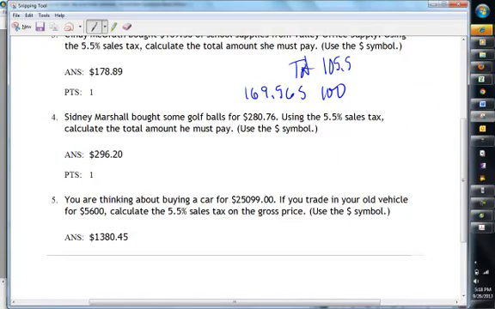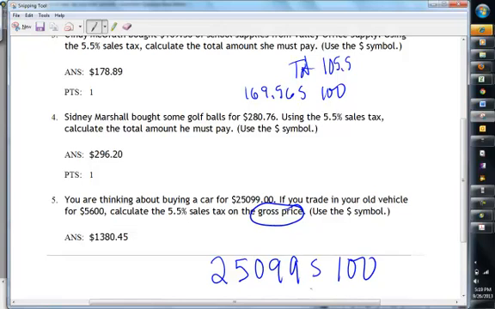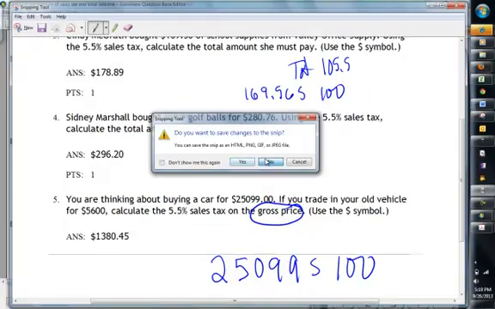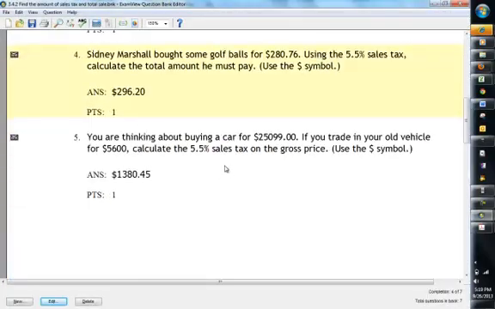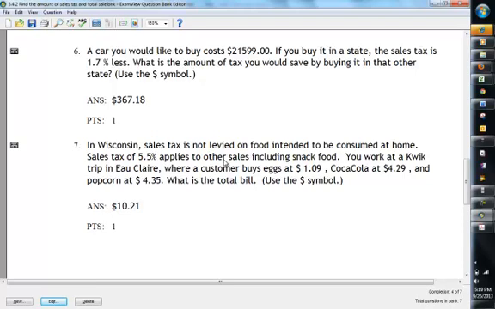Now, let's look at number 5. You are thinking about buying a car for $25,099. If you trade in your old vehicle for $5,600, calculate the 5.5 sales tax on the gross price. So you have to calculate it on the whole $25,099. That's the base. That's the sale price. You can't deduct the $5,600 when you do the math.